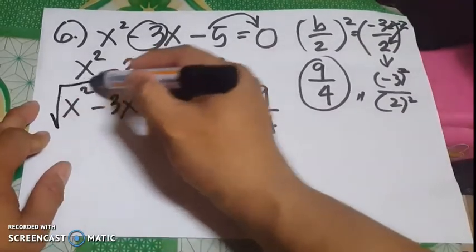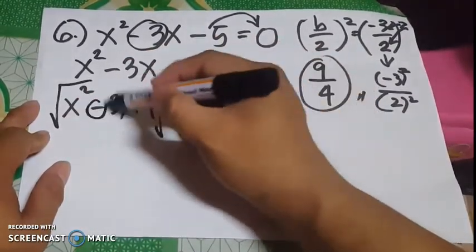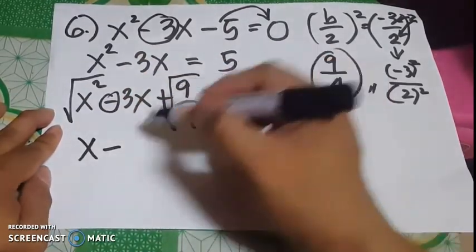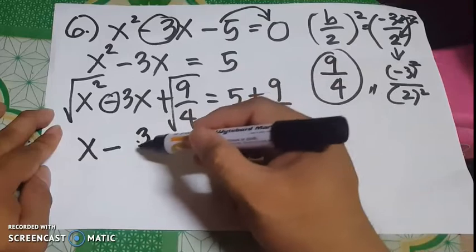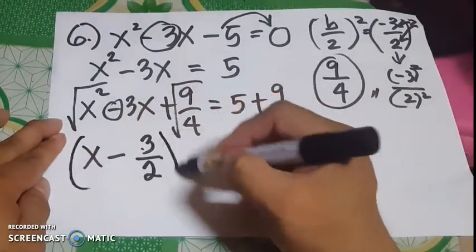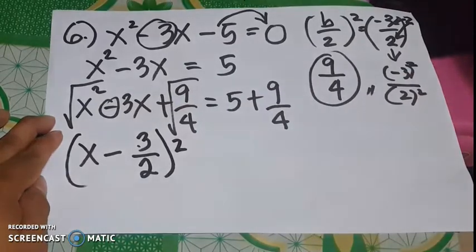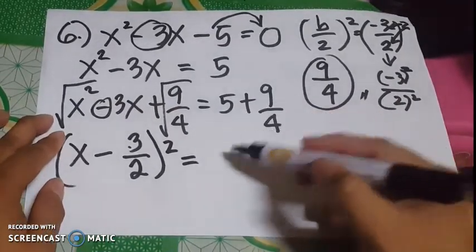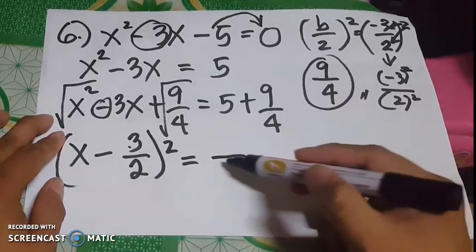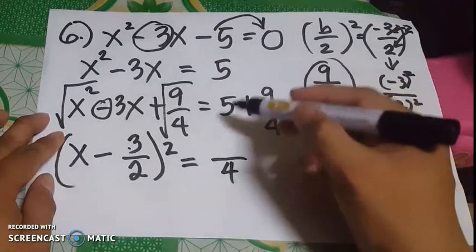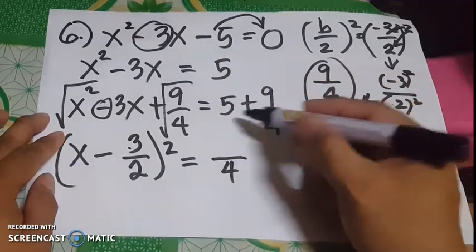So just getting the square root of first and last and operation of the middle. Square root ng x squared ay x minus square root ng 9 ay 3 over square root ng 4 ay 2. So we do have x minus 3 over 2 quantity squared. So it will be equal now to this one. So you need the LCD. The LCD is 4. That will be 5 times 4 is 20.